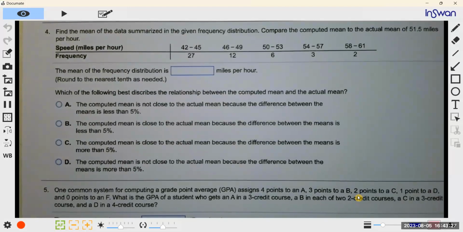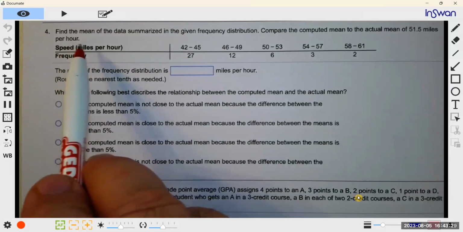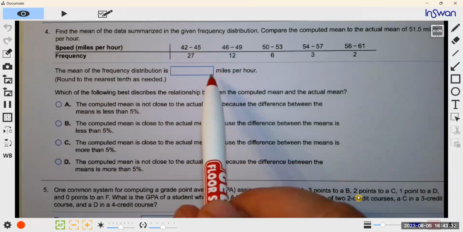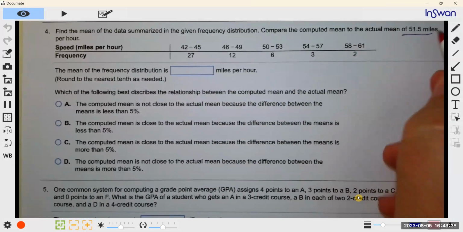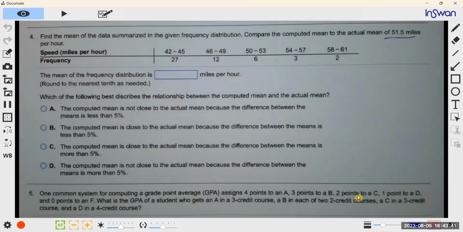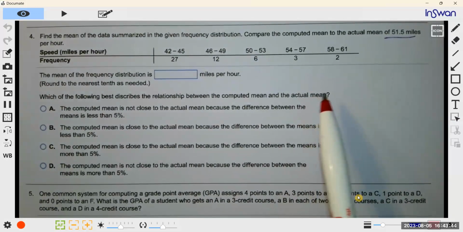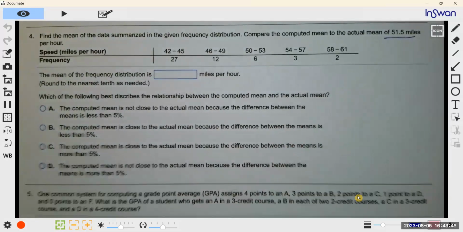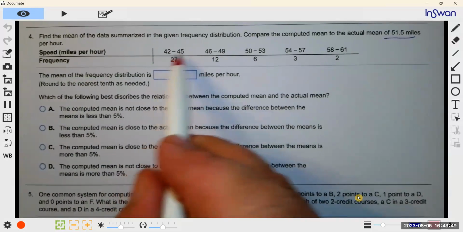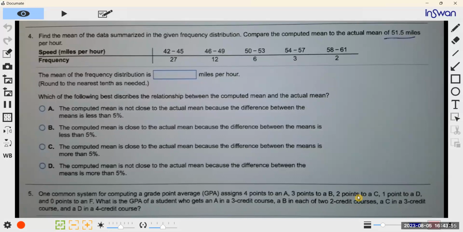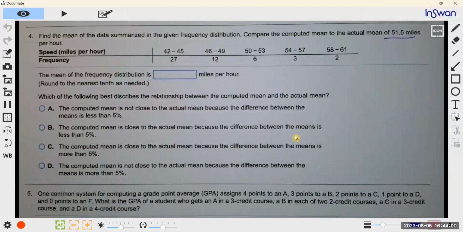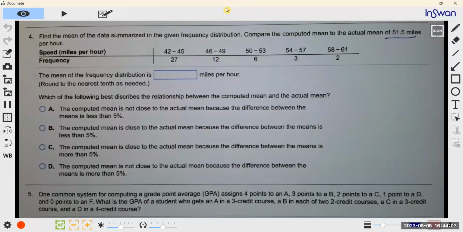All right, number 4. Find the mean of the data summarized in the frequency table below. Compare the computed mean to the actual mean. Like we did last time, the computed mean is when I used the table, and I was off by just a little bit. That's what this is going to show us. Whenever you use intervals, you will have a certain amount of error. That's what we're going to look at here. Is it valid or not? So using this table, this is question number 4.